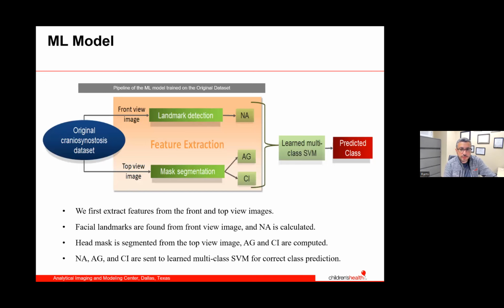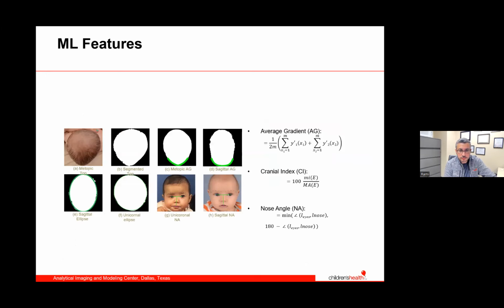Because some of the synostosis you cannot identify from the front of the face only, you have to look at the top of the head. We decided to train our model in 2 ways. We wrote a machine learning model to detect the front of the images and the top. And then based on that, we used it to classify the data to see if it's normal or craniosynostosis.